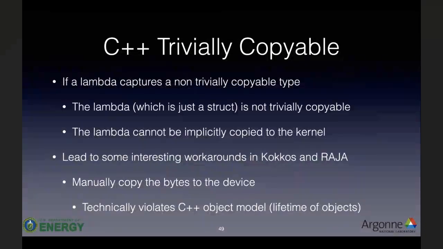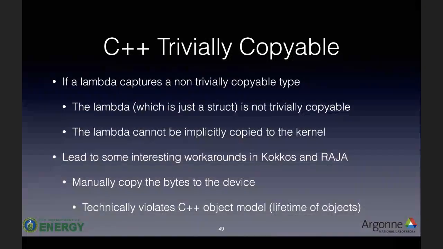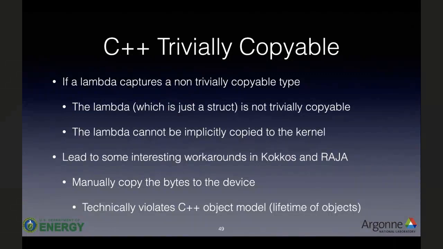What's the problem with all this? The lambda. We use lambdas all over the place, and they capture things. We use equals to capture a copy of everything I'm going to need. If the lambda captures a non-trivially copyable type, a lambda, again, is just a struct, that lambda itself is not trivially copyable, which means if you want to use it for your kernel, you can't implicitly copy it to the kernel and just run it. The compiler will complain. And we noticed, both Kokkos and RAJA, when implementing this stuff, we both came up with this.